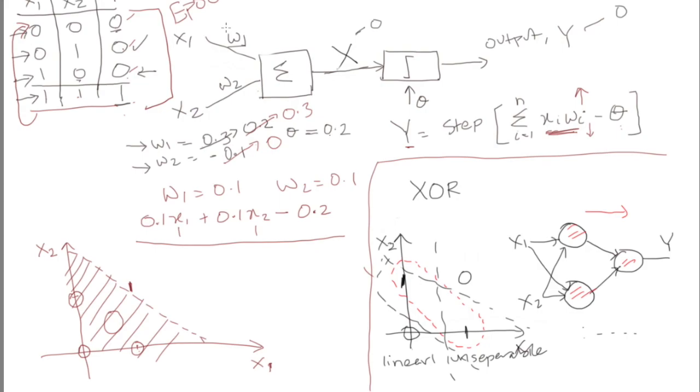In summary, the neural network learns by adjusting the weights. And in essence, the knowledge that has been acquired is represented by these weights.